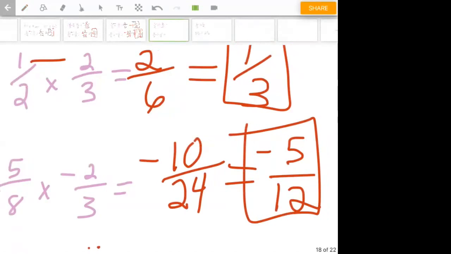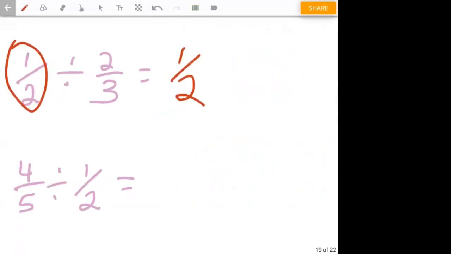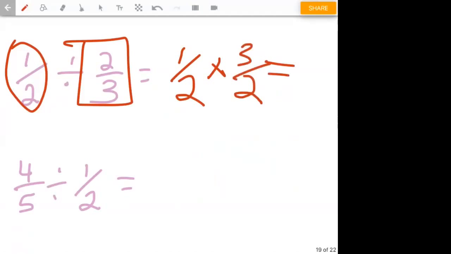Then dividing is the same as multiplying by the reciprocal. So what it means is you're going to keep the number, so a half, we're going to keep that. Instead, we're going to multiply by the reciprocal. And the reciprocal, you just flip it. So the reciprocal of 2/3 would be 3/2. So we do 1 times 3 is 3. 2 times 2 is 4. And we can't reduce that.